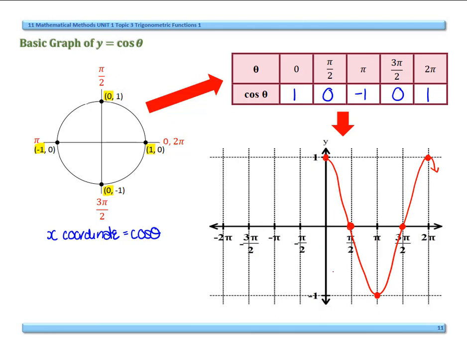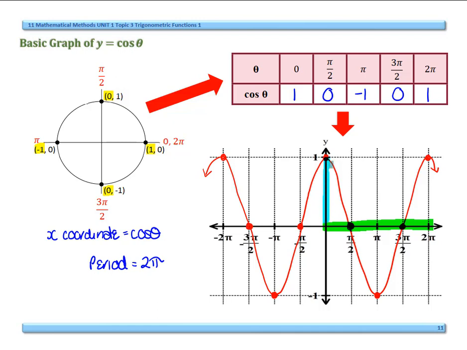Now, if we went into the negative direction, we have 0, -1, 0, 1. Joining our dots. Find it a lot harder to draw backwards. And our arrows on either end. So here, again, our period is 2 pi. And our amplitude is 1.